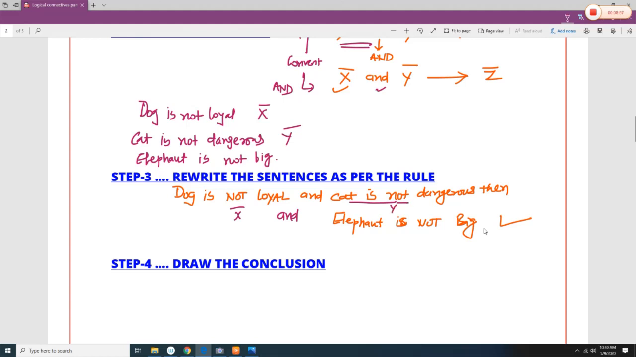Then elephant is not big, that is Z bar. So this is the correct conclusion.